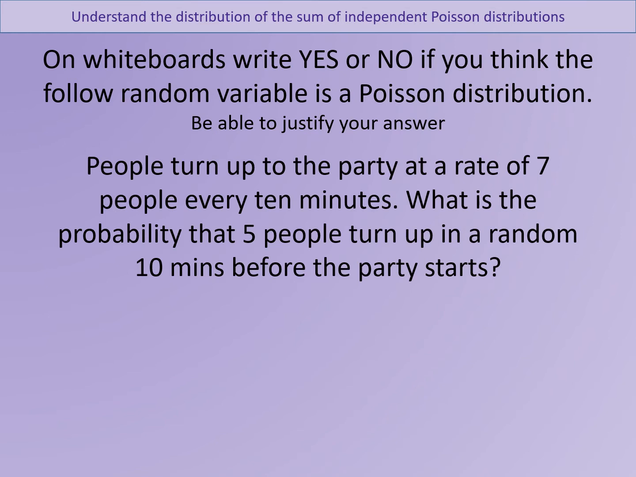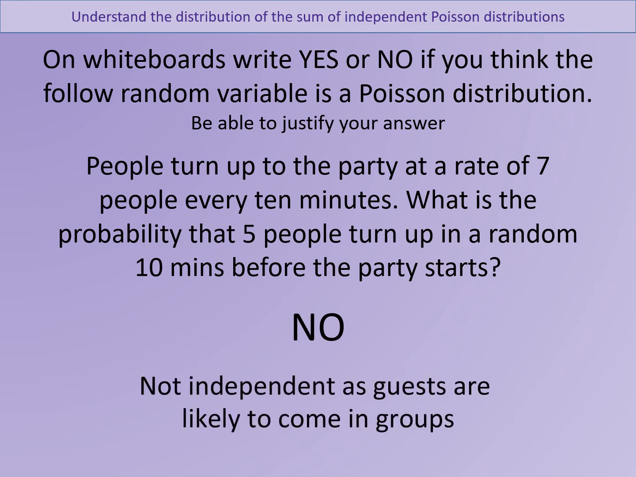Next, assuming that people turn up to a party at a rate of 7 people every 10 minutes, if we wanted to work out the probability of 5 people turning up in a random 10 minutes, would this qualify as a Poisson distribution? The answer is no. This is because party guests tend not to be independent of each other. People will often arrive in groups, so there would not be a constant rate.